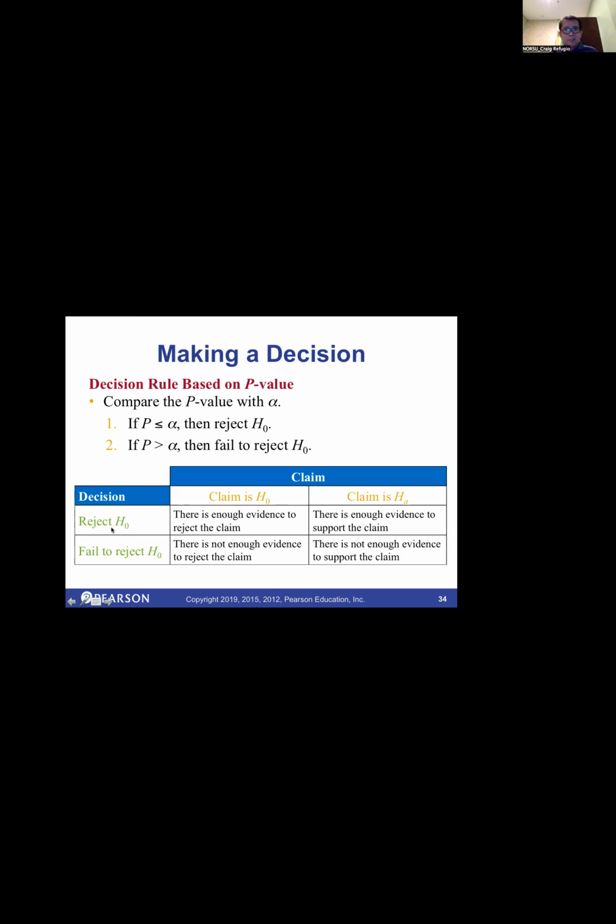Now, if you reject HO, but the claim is HA, then you're going to say there is enough evidence to support the claim. And then the other decision, fail to reject HO. If you fail to reject HO, there is not enough evidence to reject the claim. And if you fail to reject HO and the claim is HA, the alternative hypothesis, then you're going to say there is not enough evidence to support the claim.